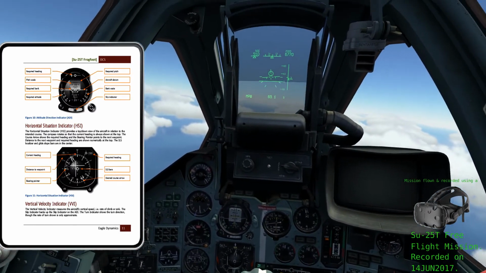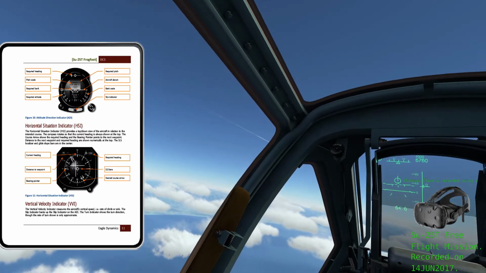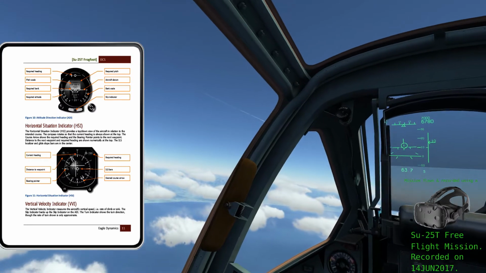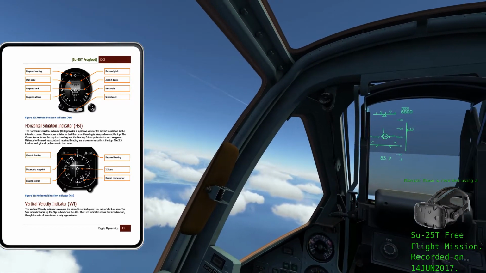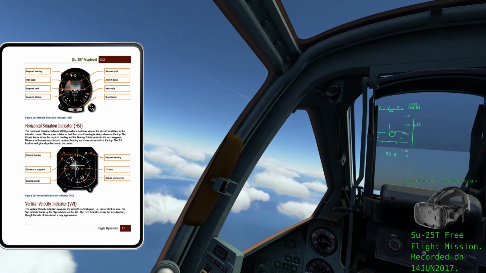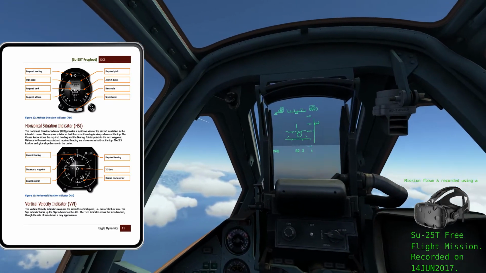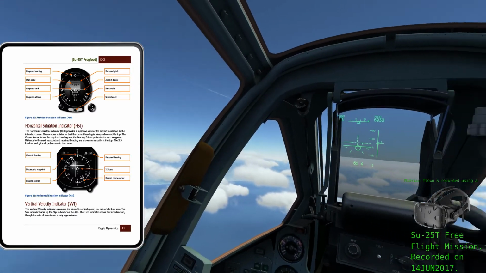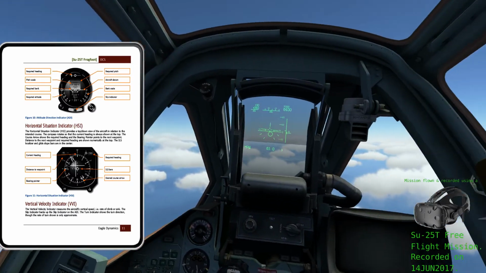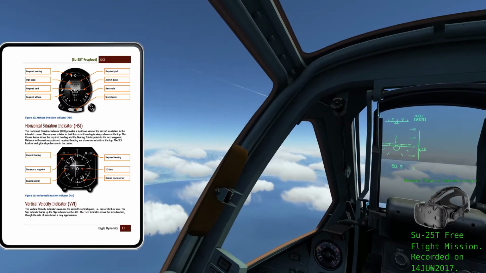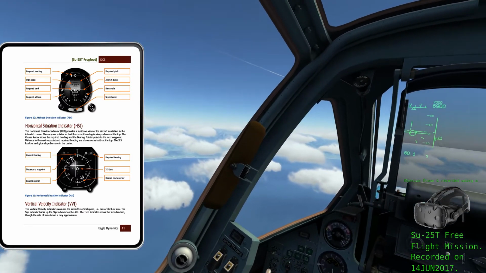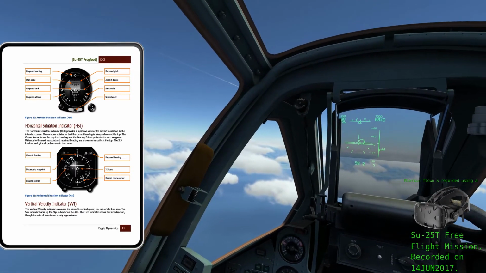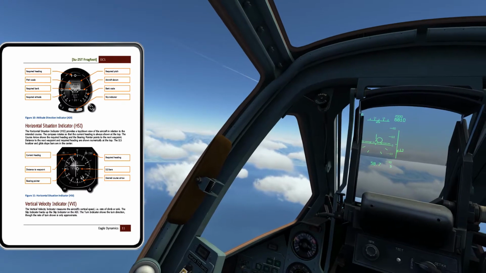So on the same note, I'll move on to the horizontal situation indicator, and it correlates with the ADI in a similar concept, but instead of a 3D concept, the HSI is like a map. It's just in a 2D concept. The horizontal situation indicator provides a top-down view of the aircraft in relation to the intended course.